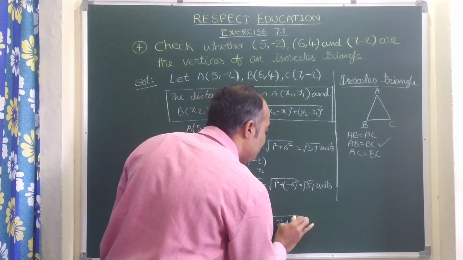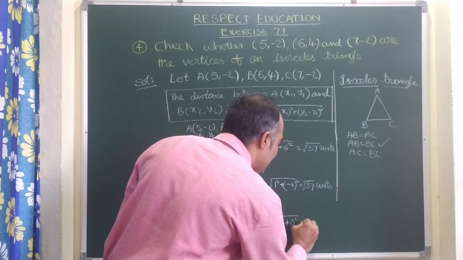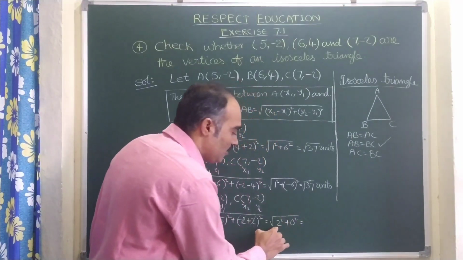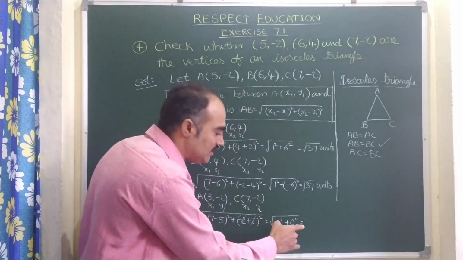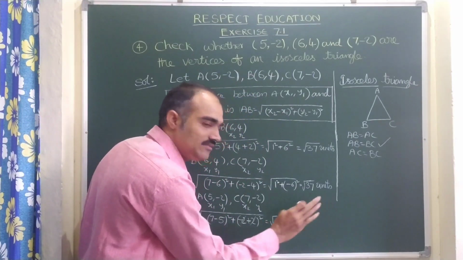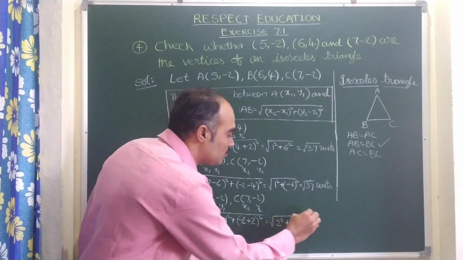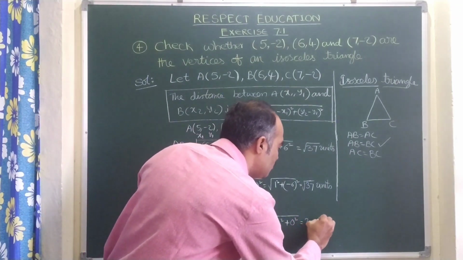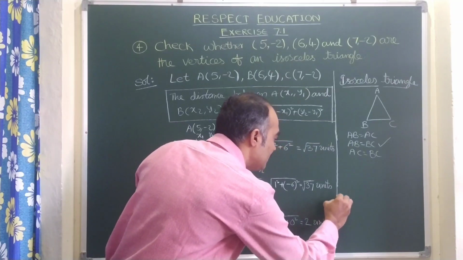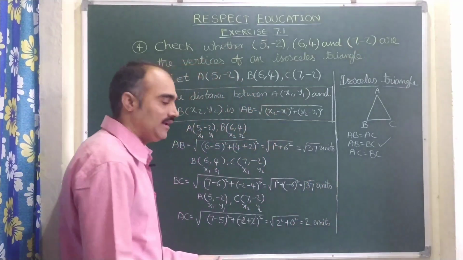Now here we get 2 square plus 0 square. 0 square is 0, so we can leave it. Under root 2 square is only 2. This is 2 units, right?